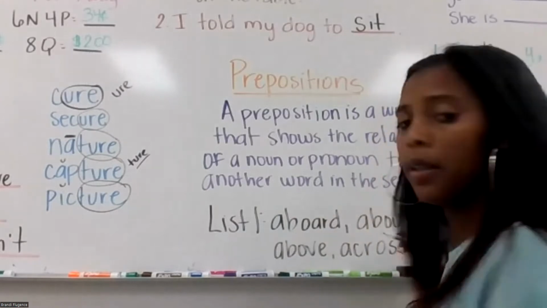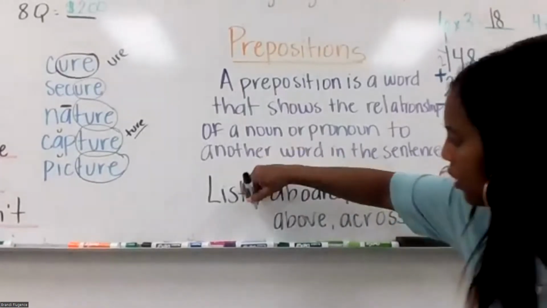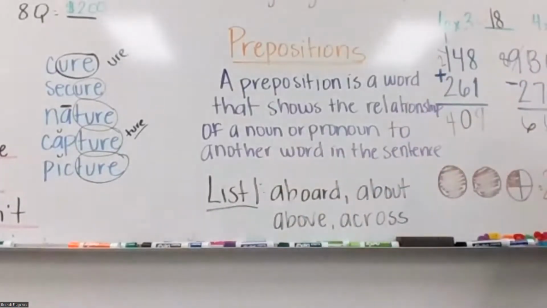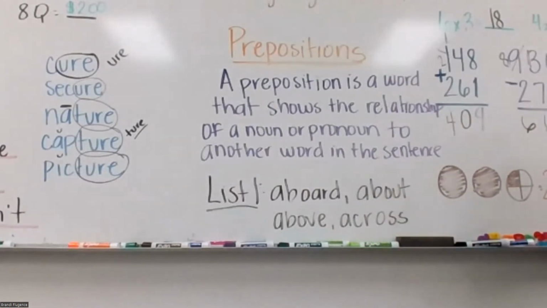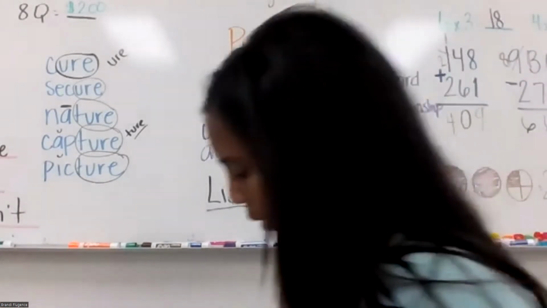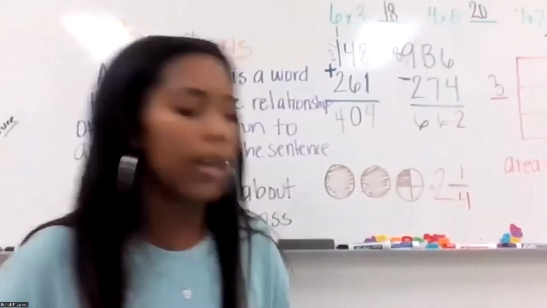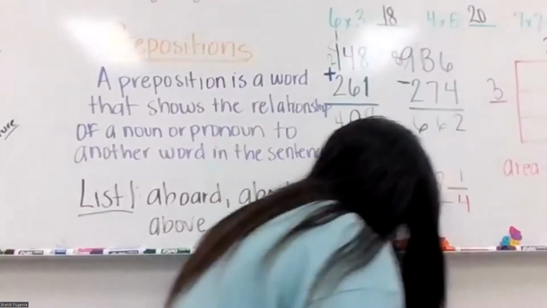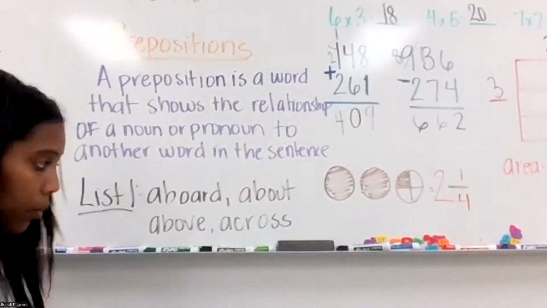Okay. So these are for list 1. This is list 1 prepositions. So list 1 is aboard, about, above, across. All of these words are what we call prepositions. Aboard, about, above, across. Yes. So you need to write them down so that you remember them for Thursday. Aboard, about, above, across. Can you keep up?